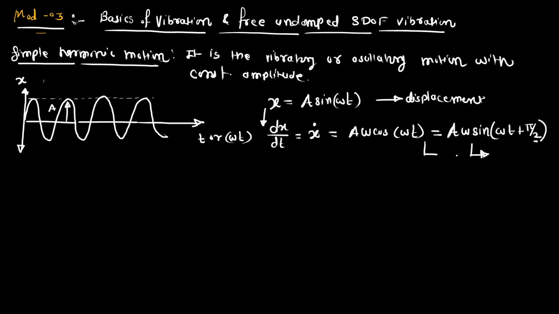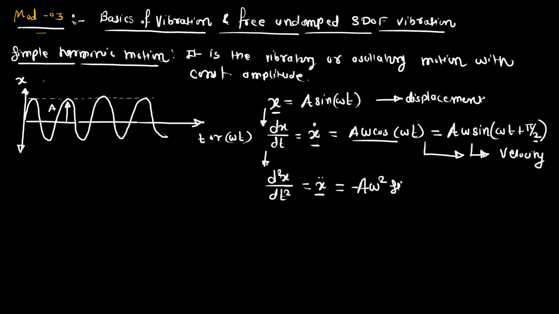Any one equation will give the velocity value. And if you differentiate this equation again with respect to time, you will get the acceleration. This is d2x upon dt square, that is x double dot, the acceleration. x dot means velocity and x means displacement. Differentiating this equation, it becomes minus A omega square sine omega t. This is the acceleration of a particle.